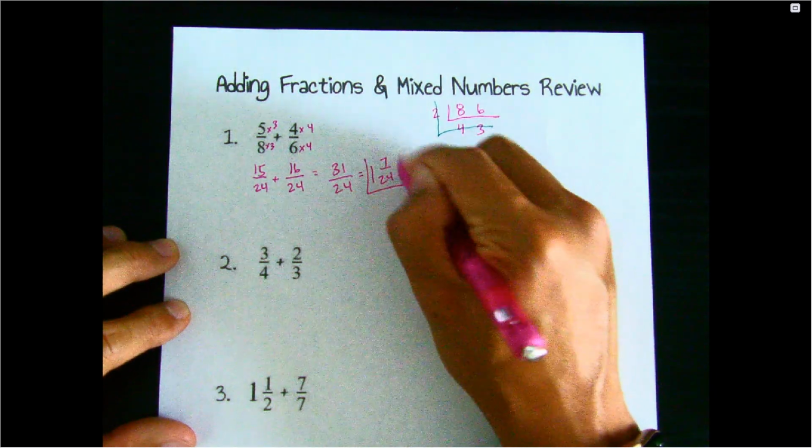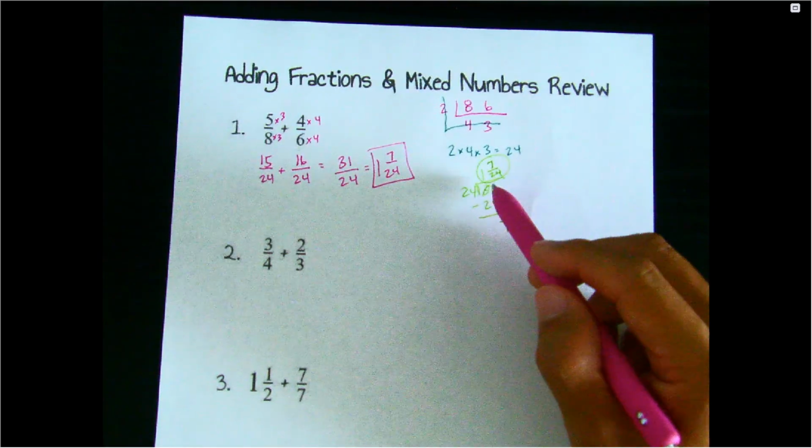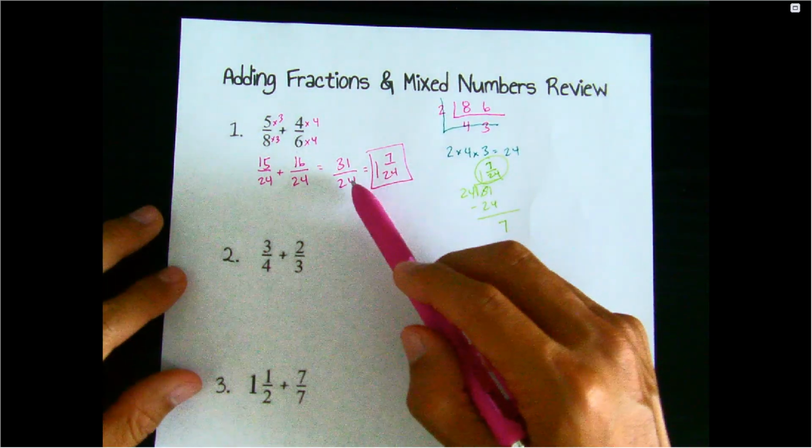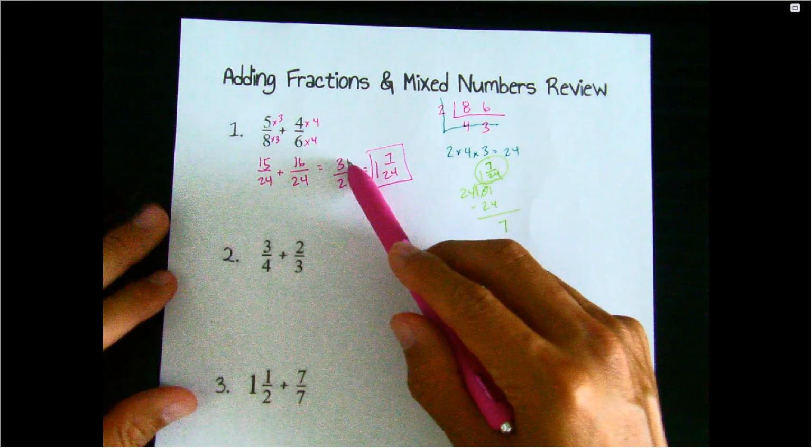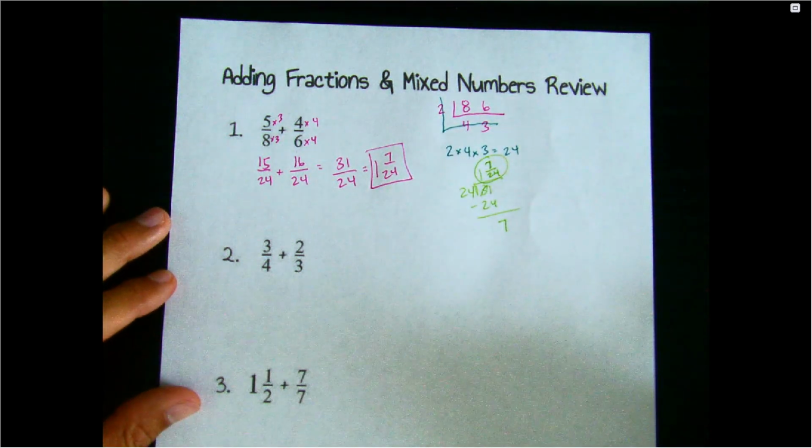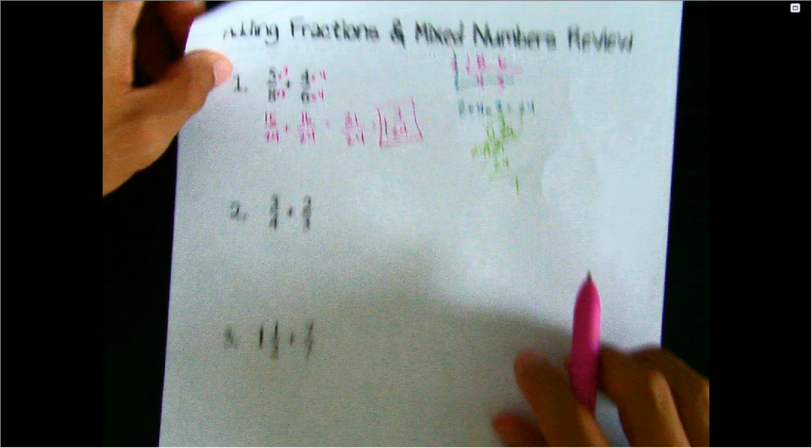Now, some of you are thinking, you know what, I didn't have to do the division. I could have just said 24 goes in once, and then I just subtract 24 from 31. Yeah, that would have worked also. Let's go ahead and do number 2.